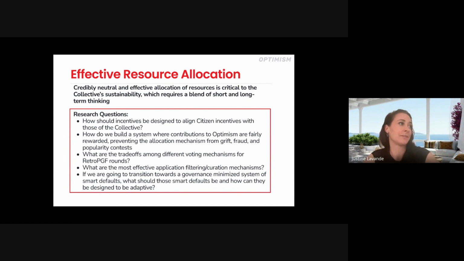Application filtering and curation is a challenge everywhere. Basically, we get many applications, and so how do you filter those for Sybil and spam, and also just quality, so that you have a reasonable set of applications you're asking people to actually evaluate.